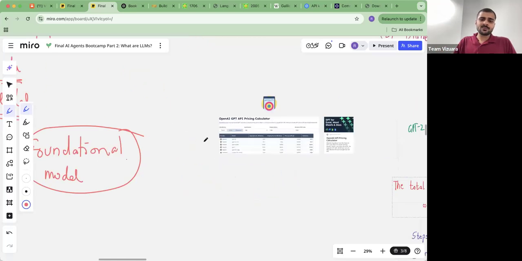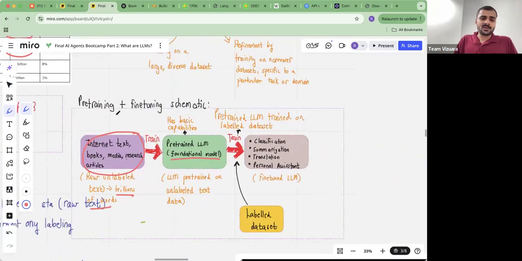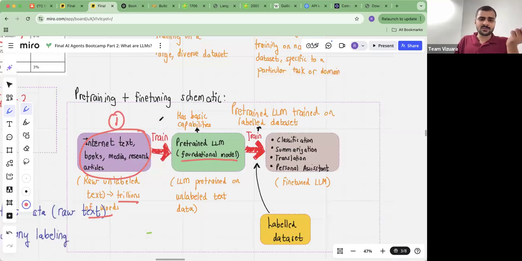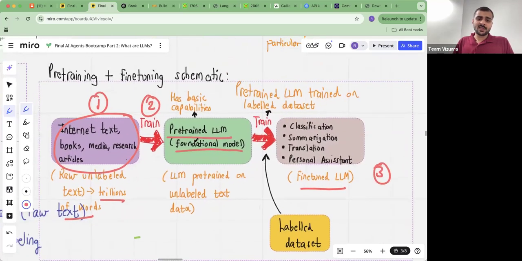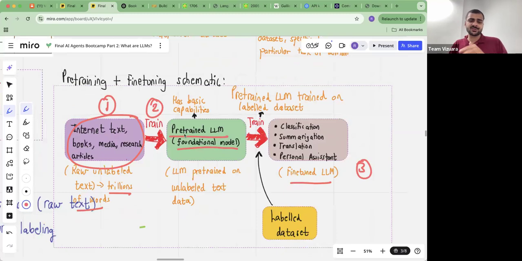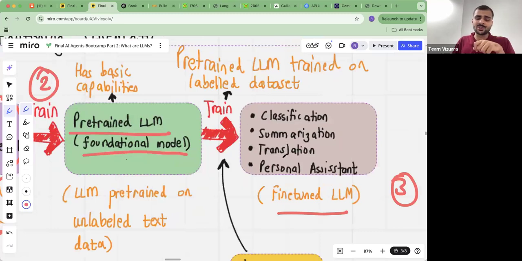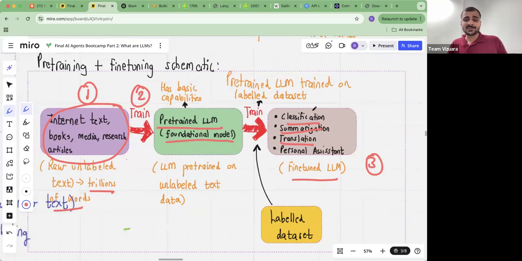And on top of that, this is step number two. Step number one is accumulating the data. Step number two is pre-training the LLM. And step number three is fine-tuning the LLM on labeled data. It turns out that if you just pre-train the LLM, it's not very good at following instructions. So you need to give a certain set of instructions. Let's say if you want the LLM to be better at translation, summarization or classification, you can give certain sentences or certain input output pairs as labeled data to the LLM, and you can fine tune the language model.